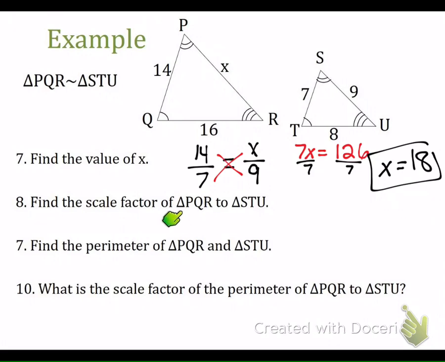PQR. Give me a side length from PQR. 14. Now give me the matching side from the other one. 7. That reduces to what? 2 over 1. Keep the 1 on the bottom, okay? Remember, ratio is a comparison of two numbers. Scale factor is the same thing. 2 to 1 is the scale factor.